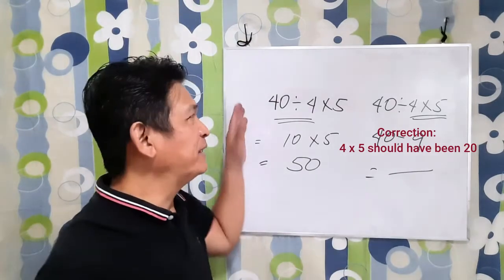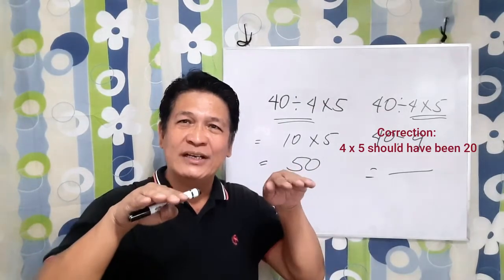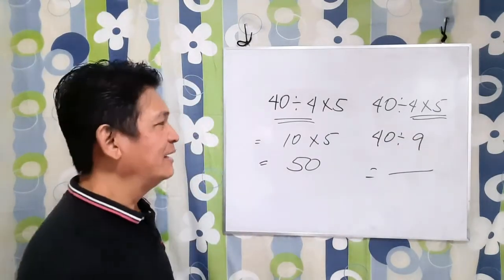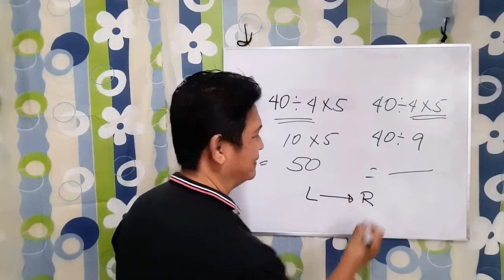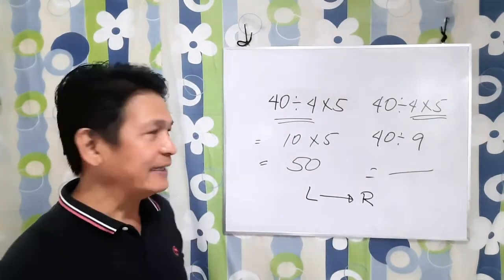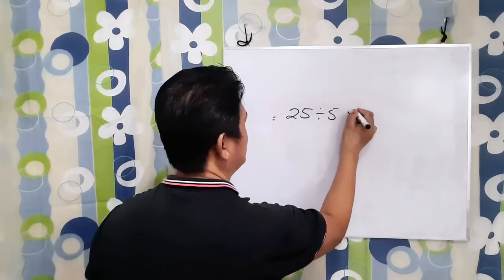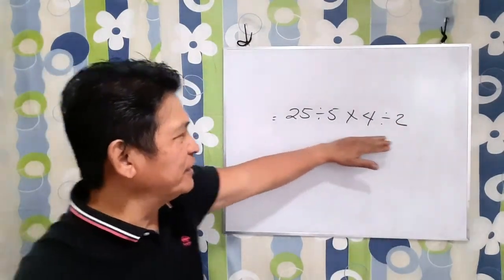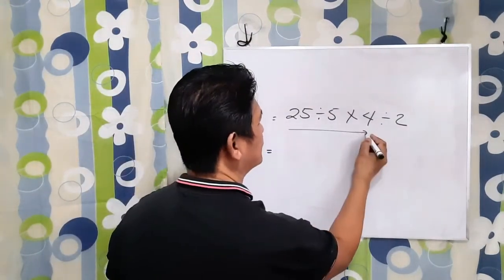Remember that multiplication and division are on the same level in the order of operations. What to do in a situation like this? The thing to do is, you solve your problem from left to right. For example, you are given 25 divided by 5 times 4 divided by 2. To perform this, you go from left to right.